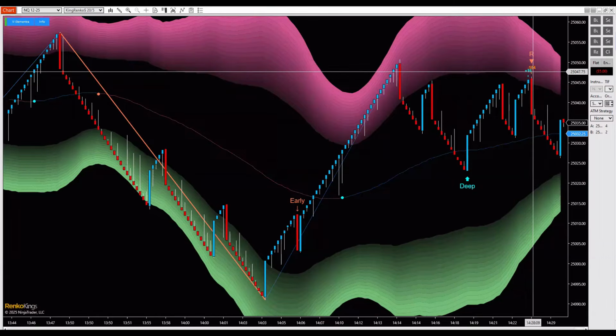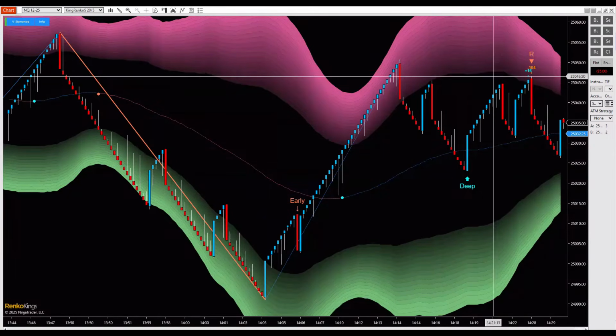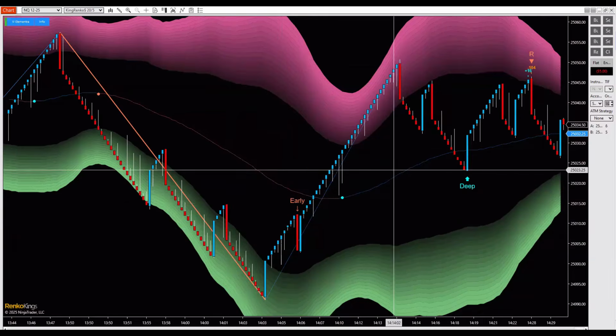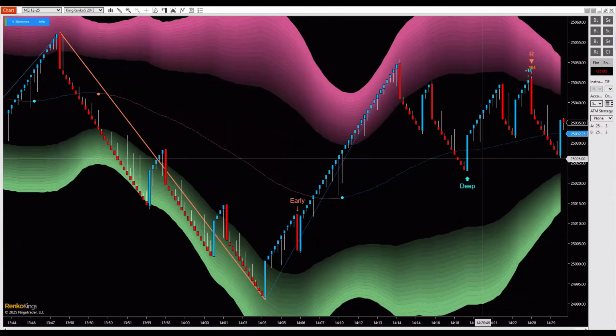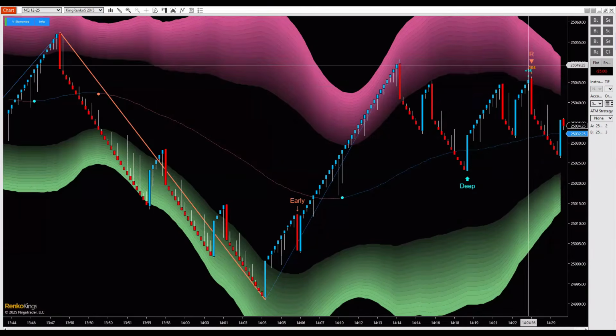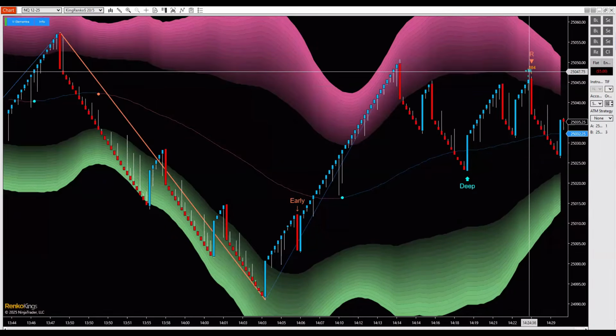Now that's again, see, that's a completely personal thing. This is what I prefer. I'm sure there are people who are doing great with the early entries, like this one. This is an early entry. I just prefer the deeper retracements and the reversal signals.